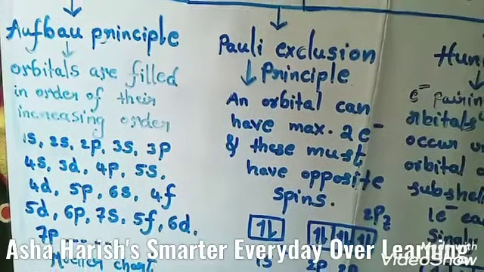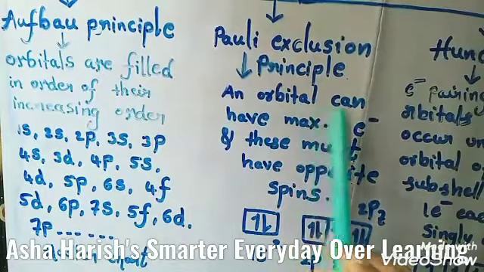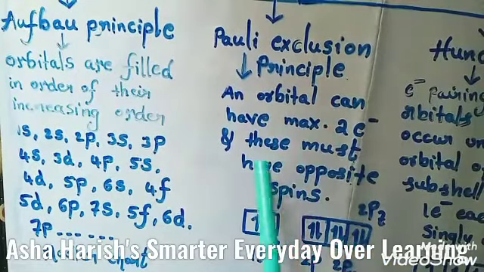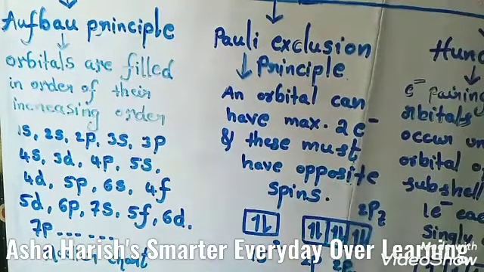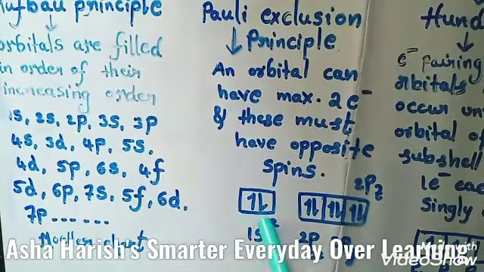And the second one is the Pauli exclusion principle. An orbital can have a maximum of 2 electrons and these must have opposite spin. Opposite spin means one is in the upward direction and the second one is in the downward direction, like this students.